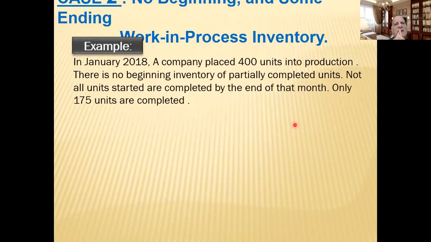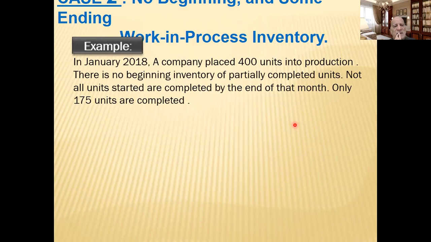Case number 2. No beginning and some ending work in process inventory. We assume that we don't have beginning inventory work in process, but we have some work in process inventory at the end of the period. We will give an example to illustrate this second case.